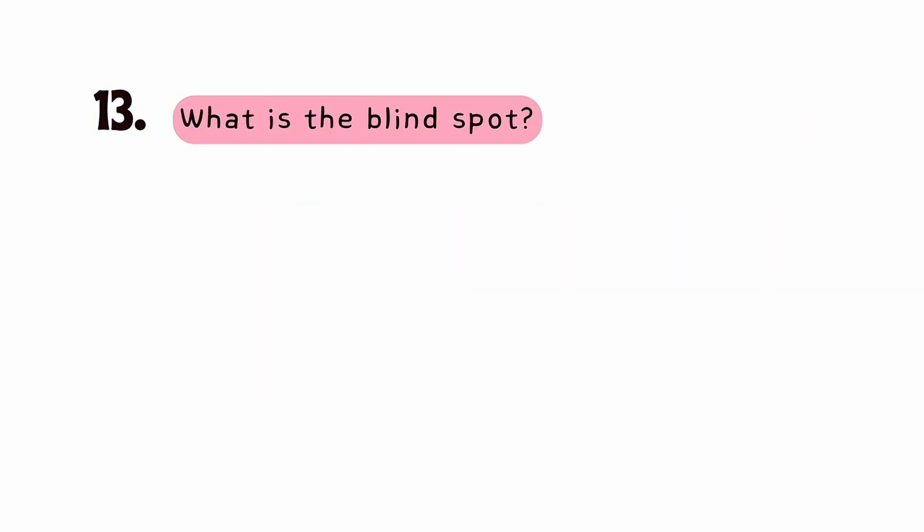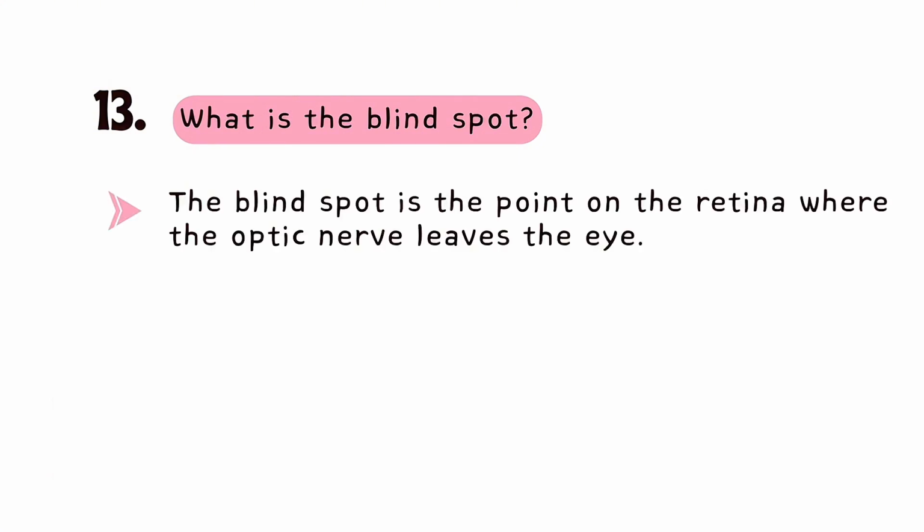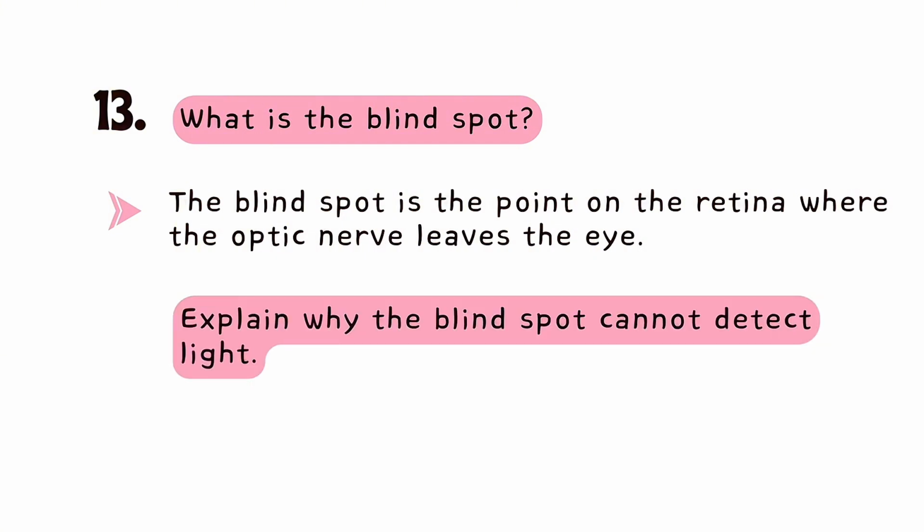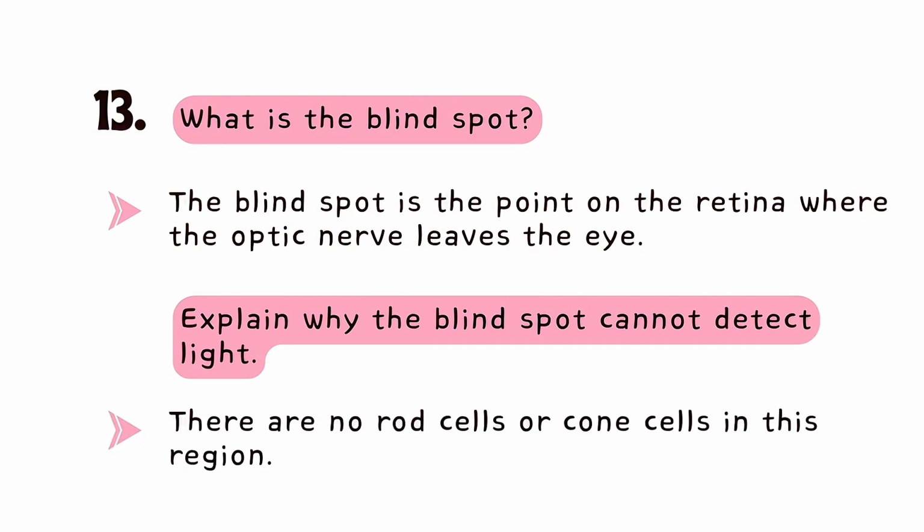What is the blind spot? The blind spot is the point on the retina where the optic nerve leaves the eye. Explain why the blind spot cannot detect light. There are no rod cells or cone cells in the region.